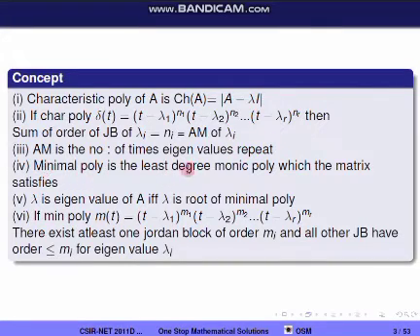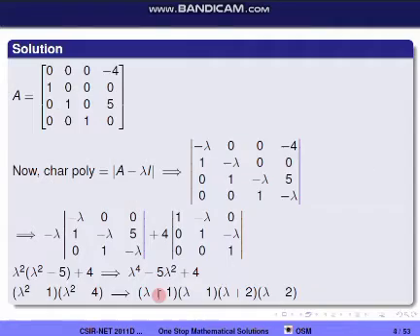Minimal polynomial means the least degree monic polynomial which the matrix satisfies. Lambda is an eigenvalue of A if and only if lambda is also a root of the minimal polynomial. If the minimal polynomial is given by m of t equal to (t minus lambda 1) whole power m1, (t minus lambda 2) whole power m2, etc., up to (t minus lambda r) whole power mr, then there exists at least one Jordan block of order mi, and all other Jordan blocks will be of order less than or equal to mi for each eigenvalue lambda i. So now we will move on to the question.